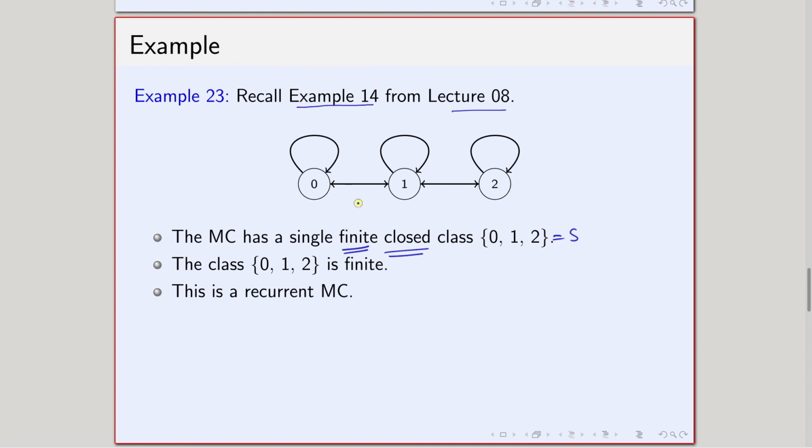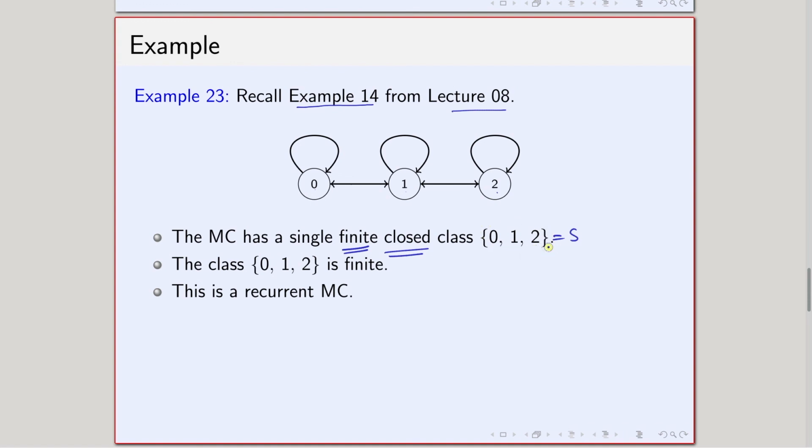So how do we deduce that the state I is recurrent? The way of deducing this in this case is that the communicating class here is S, which consists of 0, 1, 2. This is a closed class, this is a finite class, and now using the previous theorem we know that every finite closed class is recurrent. So this class has to be recurrent, and this class being recurrent means that each of its members is recurrent. So 0 is recurrent, 1 is recurrent, 2 is recurrent, and the class itself is also recurrent.